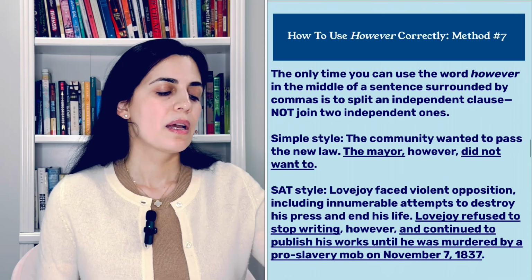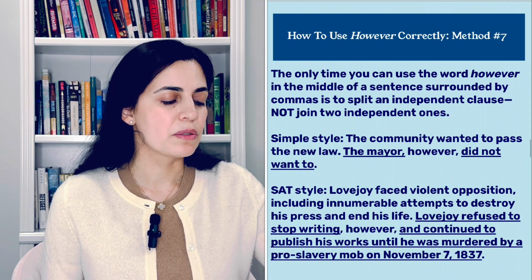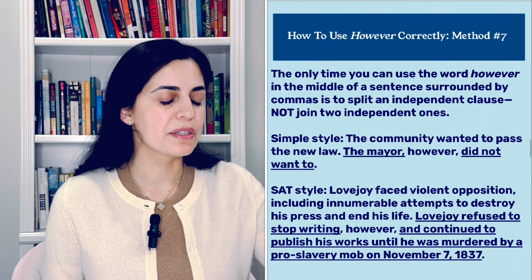We made it. We're up to the final way to use the word however, method number 7. The only time you can use the word however and surround it by commas, one before and one after, is to split an independent clause in 2. Not to join 2 independent ones, but to split a clause in 2. So let's take a look at 2 examples, one easier and one more challenging. The community wanted to pass the new law. The mayor, however, did not want to.